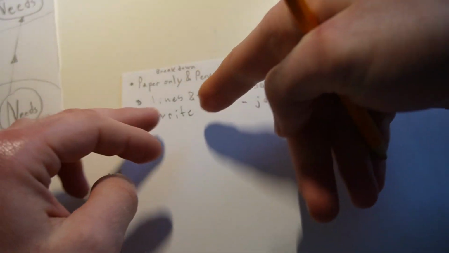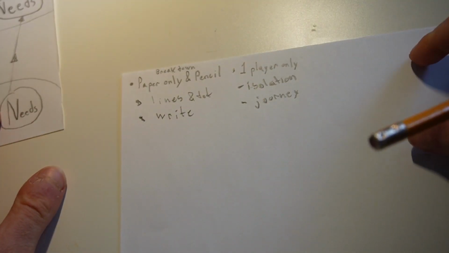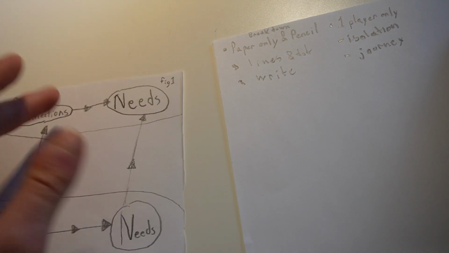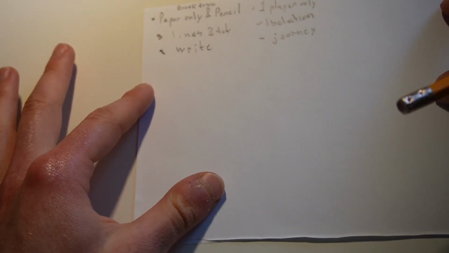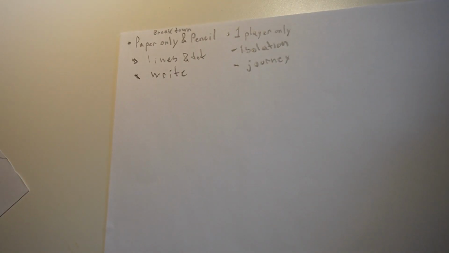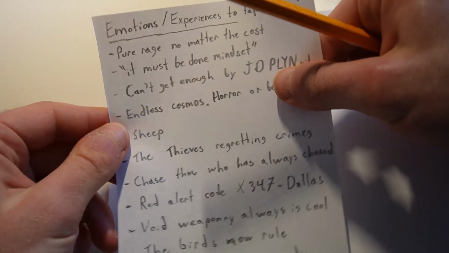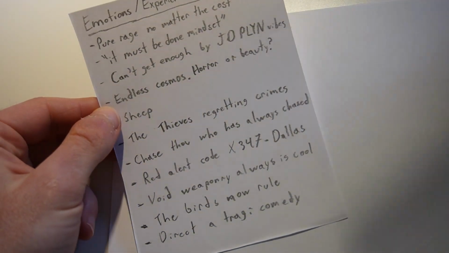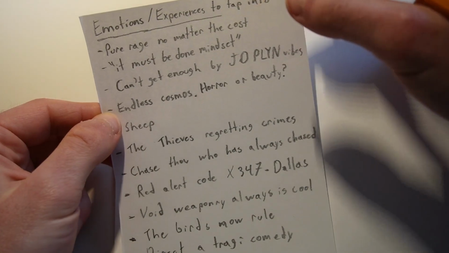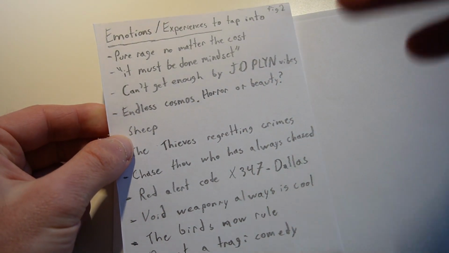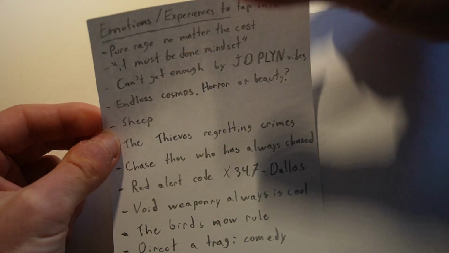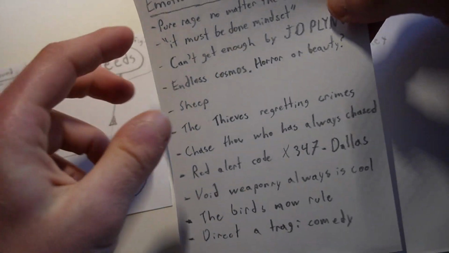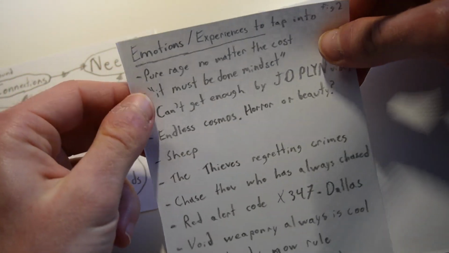These are still mechanical connections, but also some player connections of isolation or their journey. And okay, sometimes just to give myself more of a sense, I prepared some emotions and experiences I want to tap into. And these are just completely random, just some ideas I've thought were cool. The whole idea is you can pull from other experiences that you want to emulate, and then we need to find what mechanics will emulate these experiences.